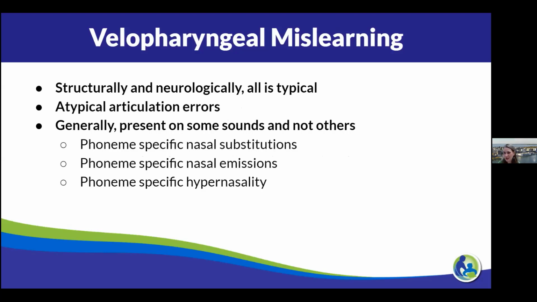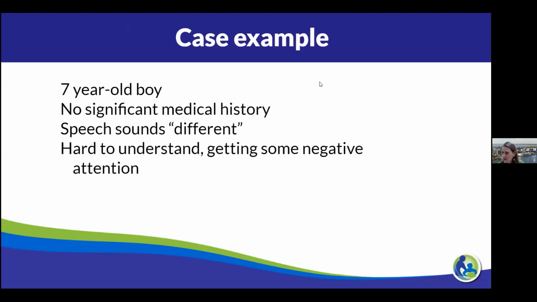Phoneme-specific nasal substitutions, so for S, or phoneme-specific nasal emissions, meaning they actually have the articulatory placement, but they're directing some air through their nose, or phoneme-specific hypernasality. I've actually seen a couple of kids who had hypernasality on a single vowel, and that ended up being a velopharyngeal mislearning that they fixed through therapy. Much more rare. I think the classic example of this is actually S's, and I have no idea why some kids develop that error. So let's take a case example.